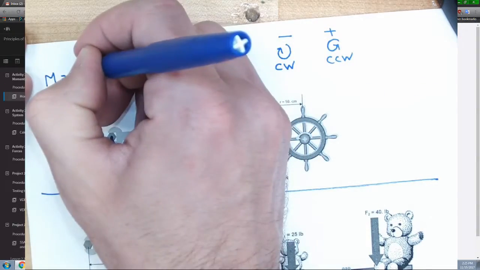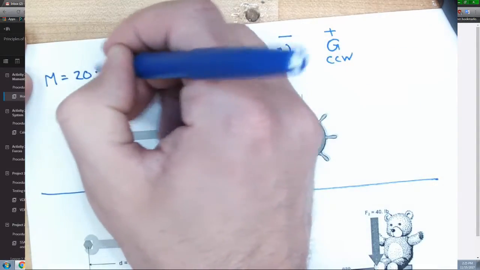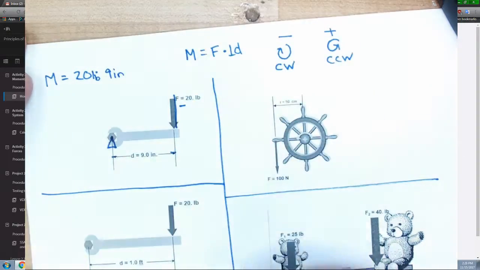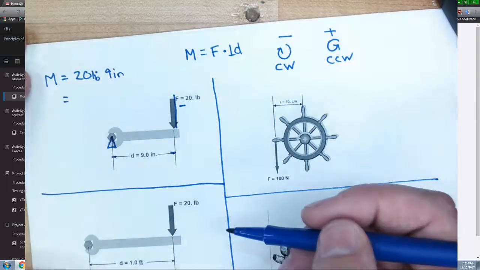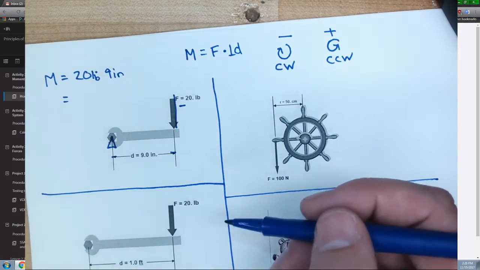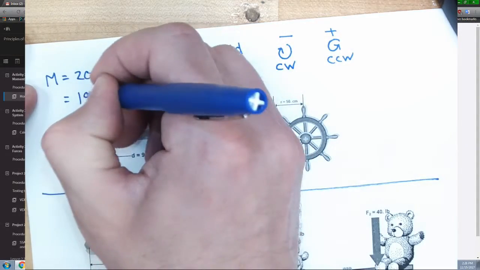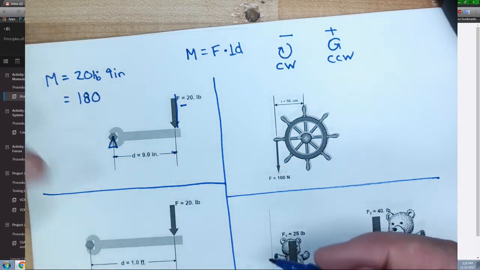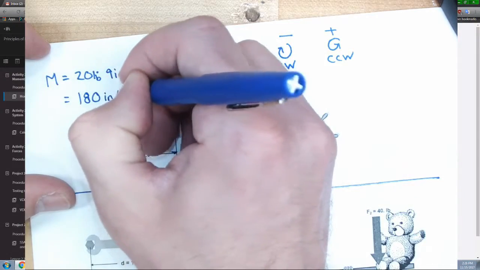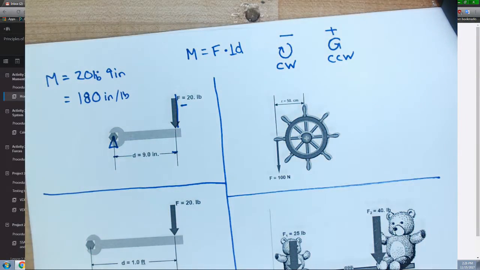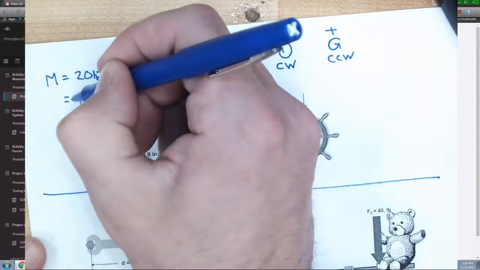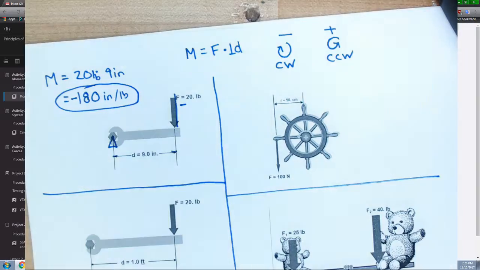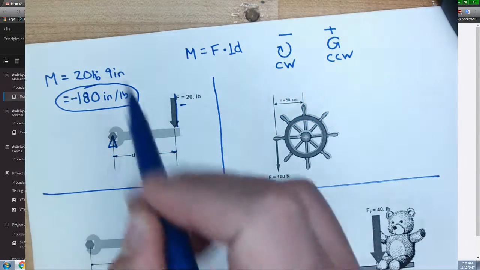So the force in this case is 20 pounds times 9 inches. Multiply those together, and you get 180, correct? And these are inch pounds. Now, the problem is it's got to be negative, because it is going as a negative clockwise motion.